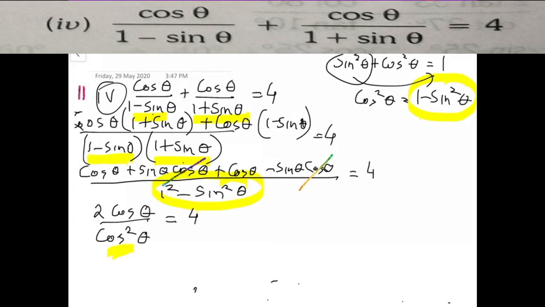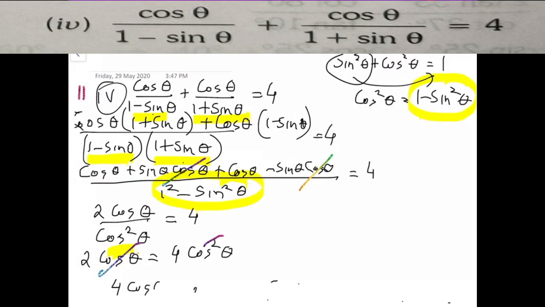Now I'll cross multiply. So 2 cos theta is equal to 4 cos square theta. Now one of the cos I can cancel. This one cos theta I'll cancel with this cos theta, you can cancel on the left and right. Then what are we left with? Let me solve it here.